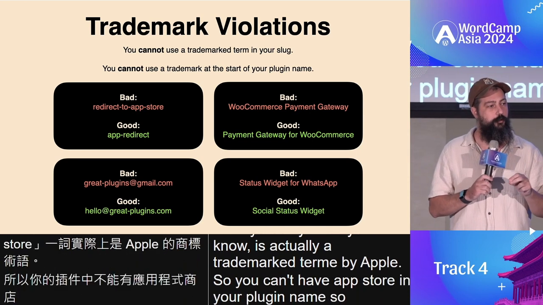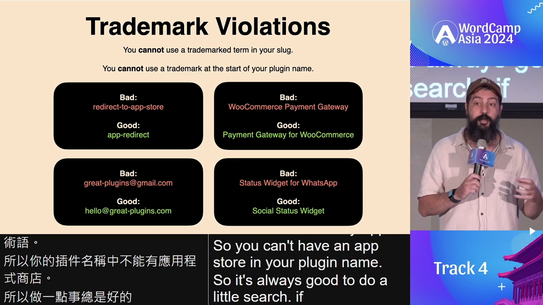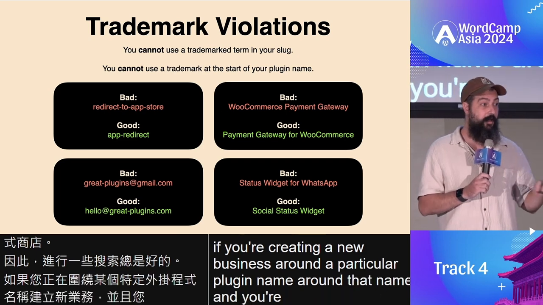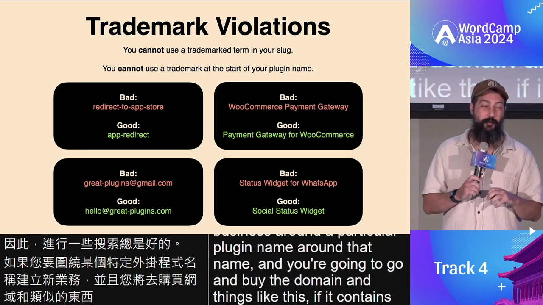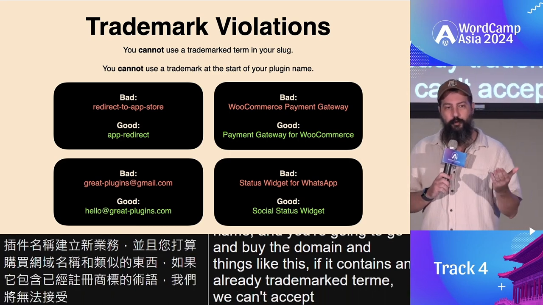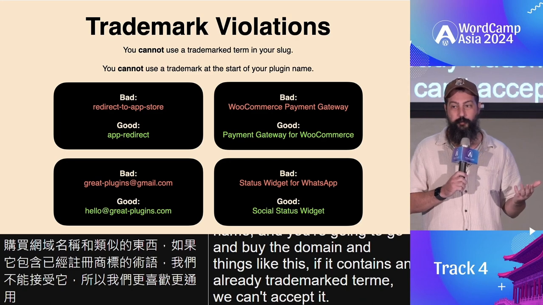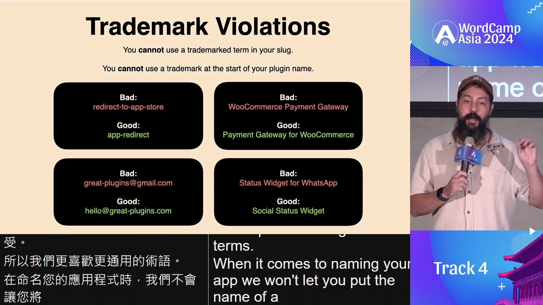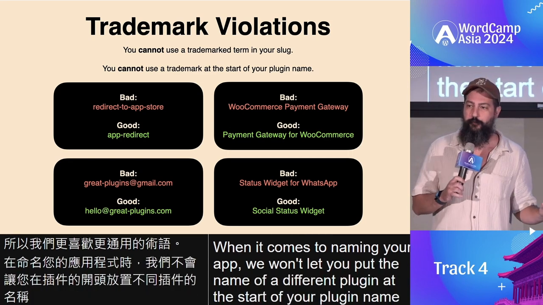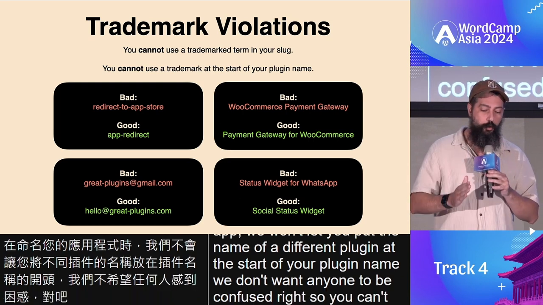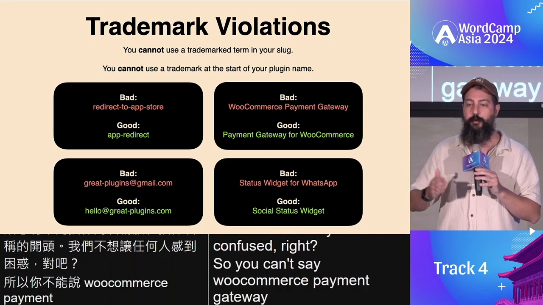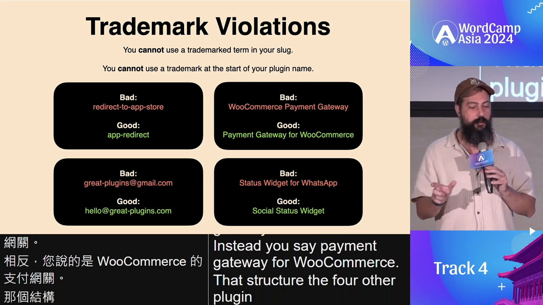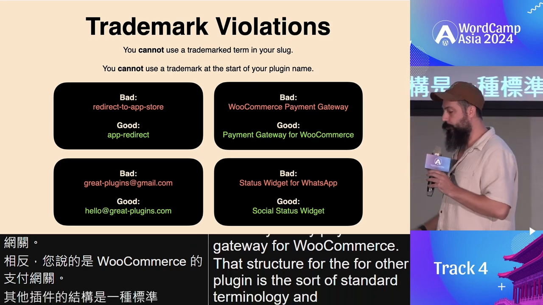So it's always good to do a little search. If you're creating a new business around a particular plugin name, and you're going to go and buy the domain and things like this, if it contains an already trademarked term, we can't accept it. So we prefer more generic terms when it comes to naming your app. We won't let you put the name of a different plugin at the start of your plugin name. We don't want anyone to be confused, right? So you can't say WooCommerce Payment Gateway. Instead, you say Payment Gateway for WooCommerce. That structure, the "for other plugin", is the standard terminology, and that's how we prefer you do it.